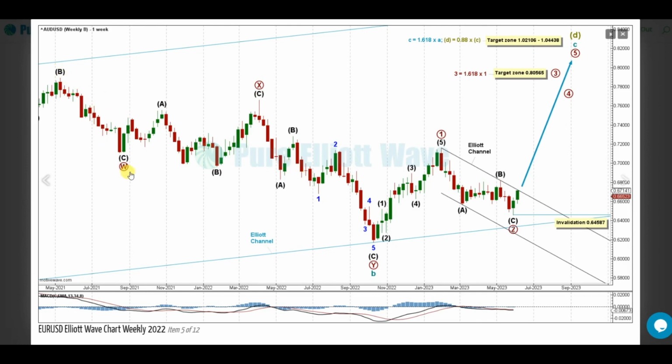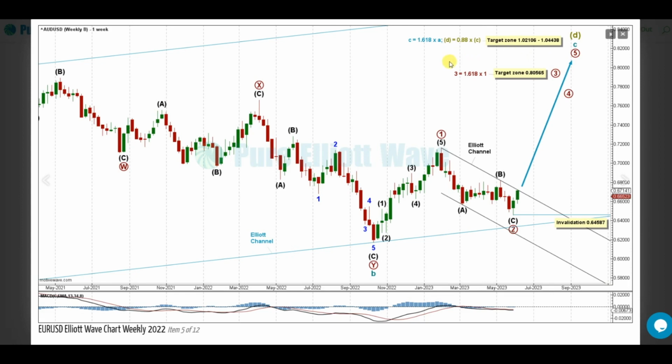You can see the W, X, Y for cycle B complete here, going up into primary 1 and 2. And this count sees primary 2 complete at the recent bottom last week, and primary 3 underway. So this would be an extremely bullish count, because if you're familiar with Elliott wave theory, you know that the third wave is often the sharpest and has the most price momentum to it, going upwards.